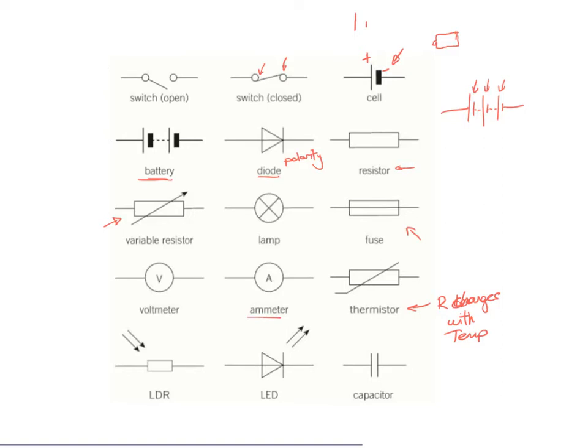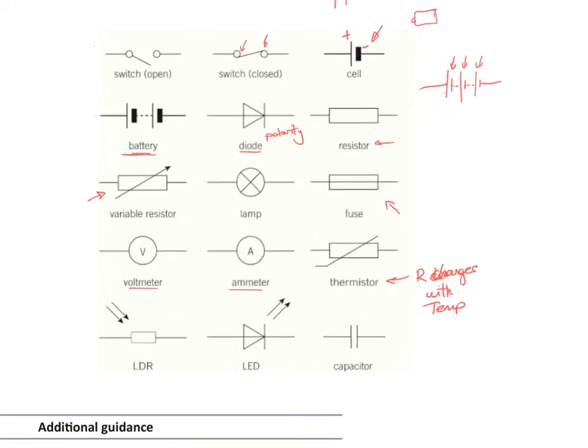An ammeter measures current. A voltmeter measures potential difference, or what you know as voltage, but I don't want to hear the word voltage in A level. LDR is a light-dependent resistor. So the word says it all. It means that it depends on light for its resistance to change.